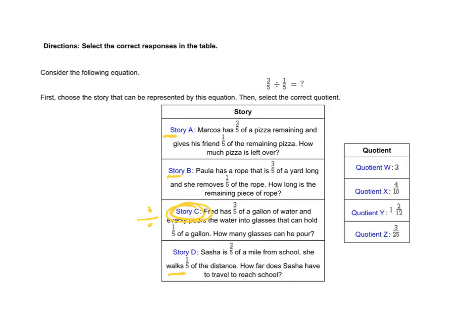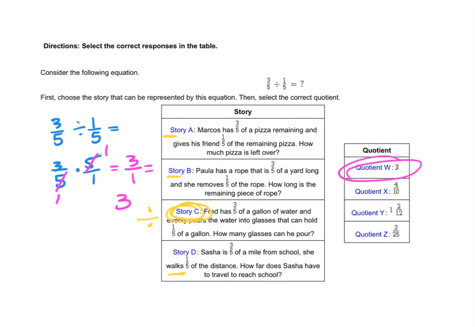Now to finish this problem, I actually have to divide. So 3/5 divided by 1/5. I'm going to multiply by the reciprocal. So they end up canceling. The 5 divided by 5 is 1. When I multiply across, I get 3 over 1, or 3. So the second part of my answer is W.